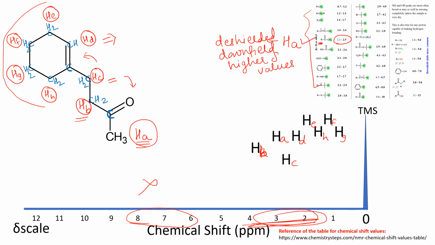Let us see the multiplicity now, of all these protons. CH3, HA, doesn't have any hydrogen on the adjacent carbon. This carbon doesn't have any hydrogen, so 0 plus 1, it would be a singlet. So this is HA, singlet. Then what about these two protons, HB? HB has two hydrogens adjacent to it, so 2 plus 1, it will show a triplet.